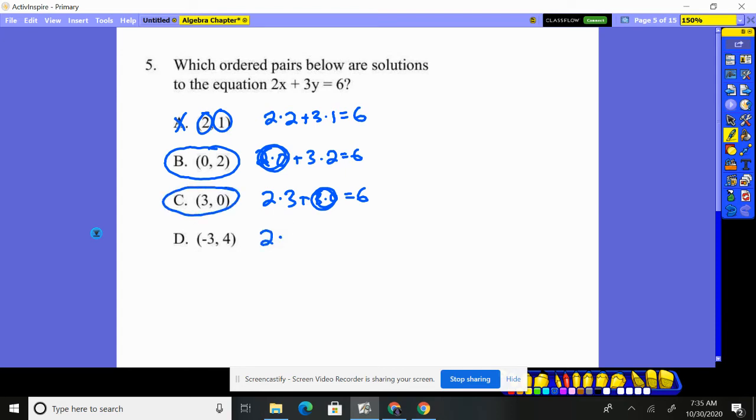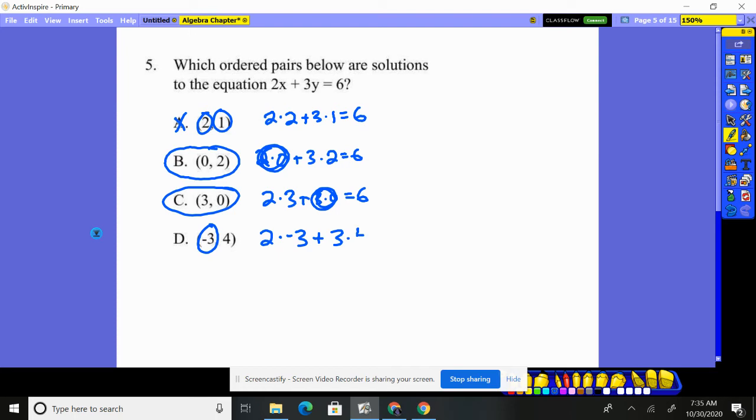And finally, 2 times the x of 4 plus 3 times the, I messed up. That's what happens when you go too quickly. Notice what I did is I plugged the y into the x. I plugged that 4 in there. Bad me. The x is a negative 3. And again, that's what happens when you try moving too quickly.